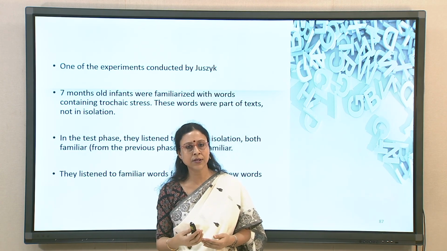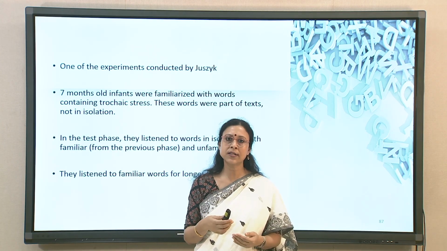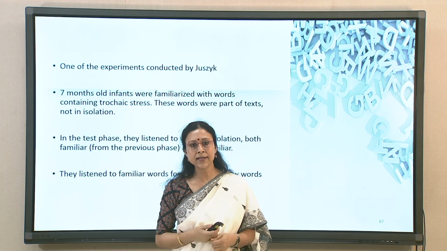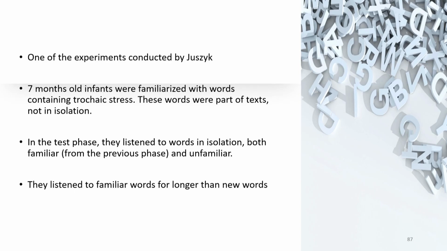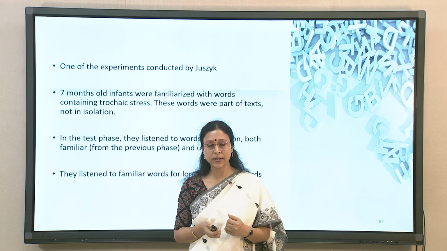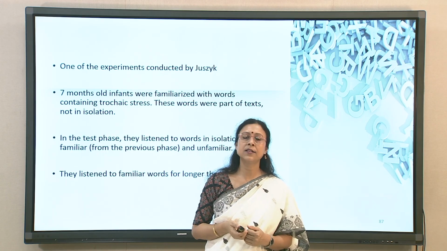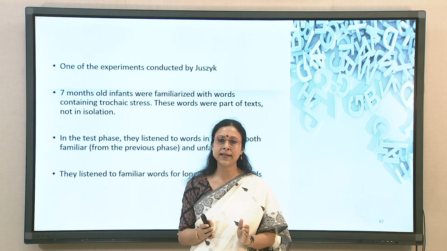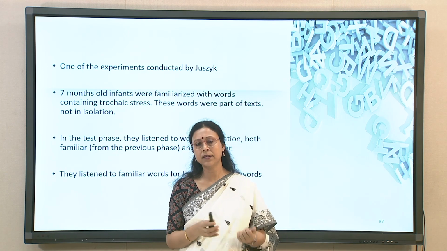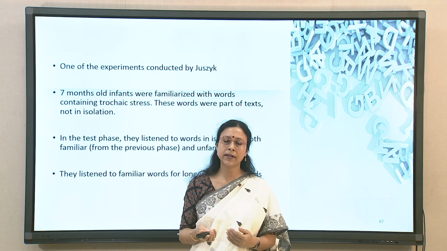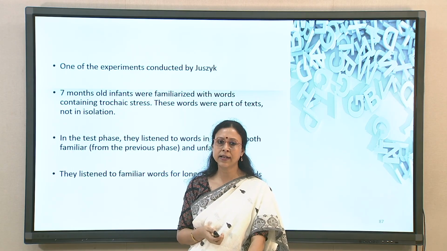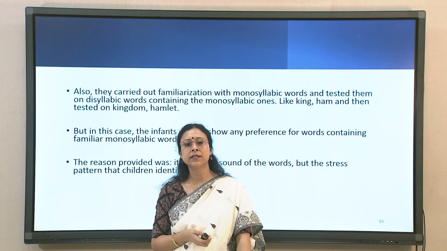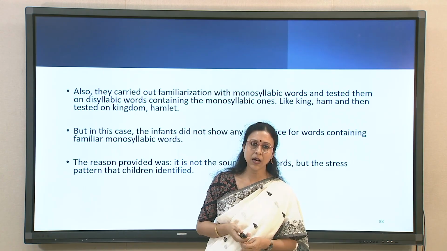So, embedded in a text, they were listening to texts which had words in the trochaic pattern. In the test phase, they listened to words in isolation. Some of those were the same words, and some were unfamiliar words. What the results showed is that they listened to familiar words for longer than the new words. So, this is the comparison between the familiar words which had trochaic pattern and the unfamiliar words which had whatever pattern, but the difference was this, and this was taken to be proof of the children identifying the patterns.